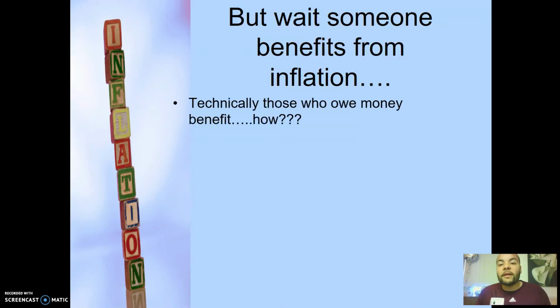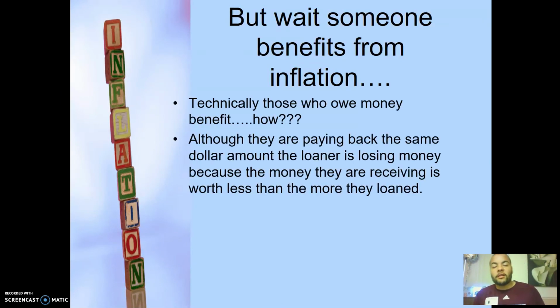Now, somebody benefits from inflation. So who do you think? I'll give you a sec. All right, that's correct. People in debt. Hopefully you got that. If not, then I just told you. So people in debt pretty much benefit from inflation.